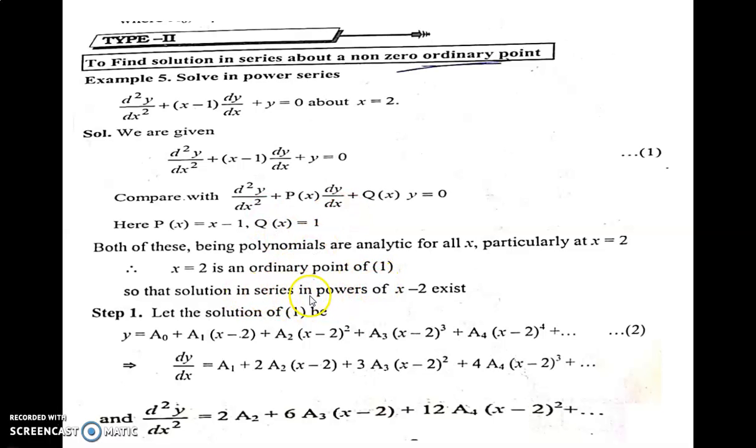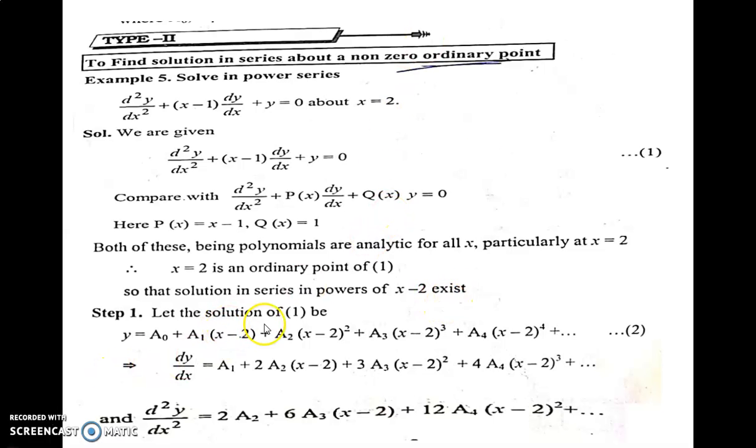So the solution in series in powers of x minus 2 exists. As we have done in the existence theorem for the power series method, at an ordinary point, the solution in power series about that point exists. So a solution in powers of x minus 2 exists.